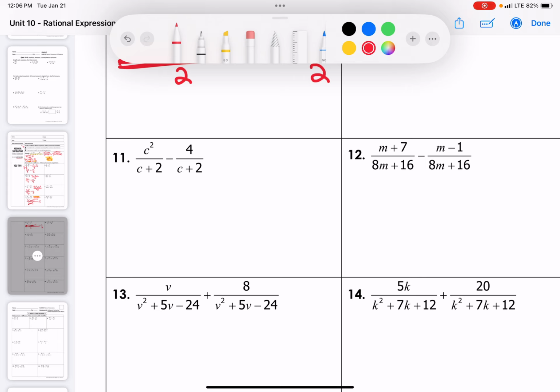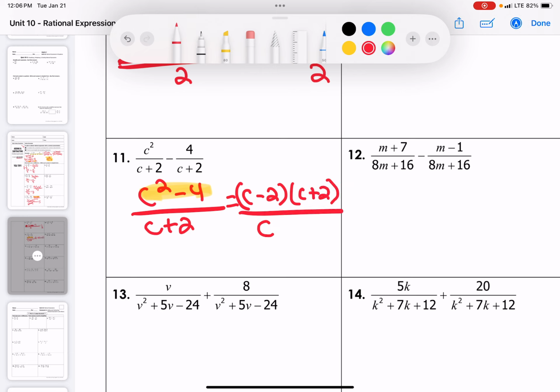Okay, I got, rewrite it, c squared minus 4 over c plus 2. Well, I could simplify this. I see this is a difference of squares binomial, so I'm just going to rewrite that: c minus 2 and c plus 2.